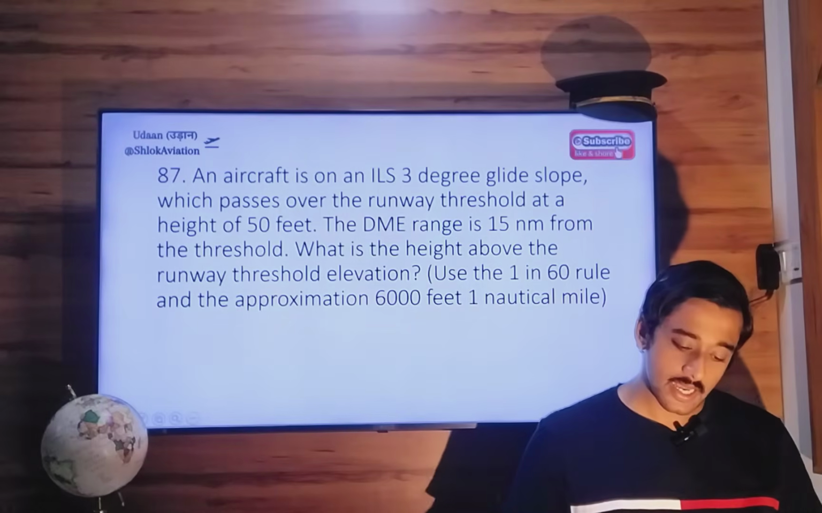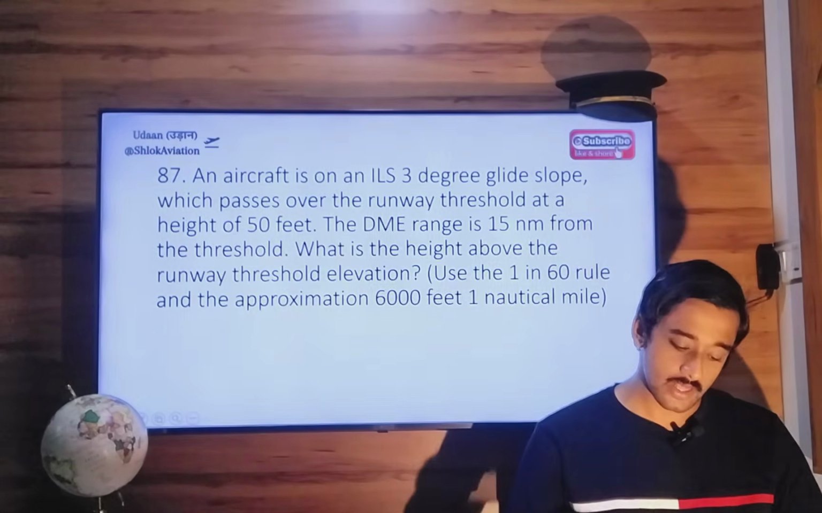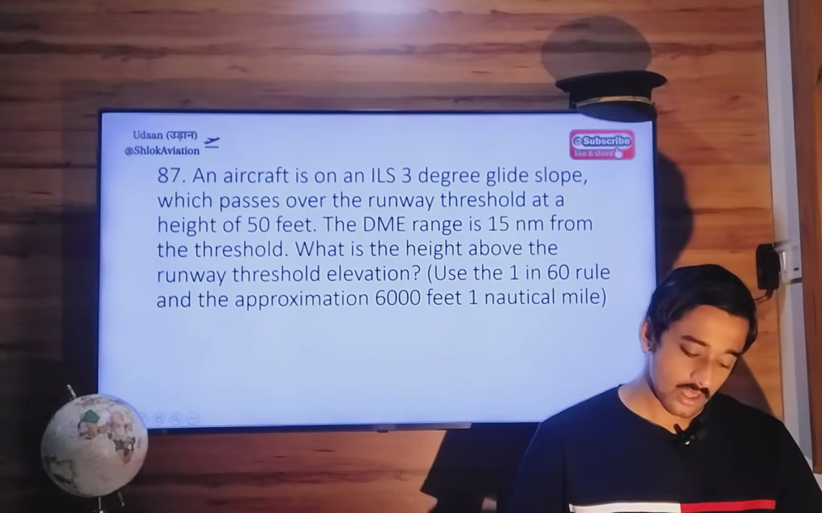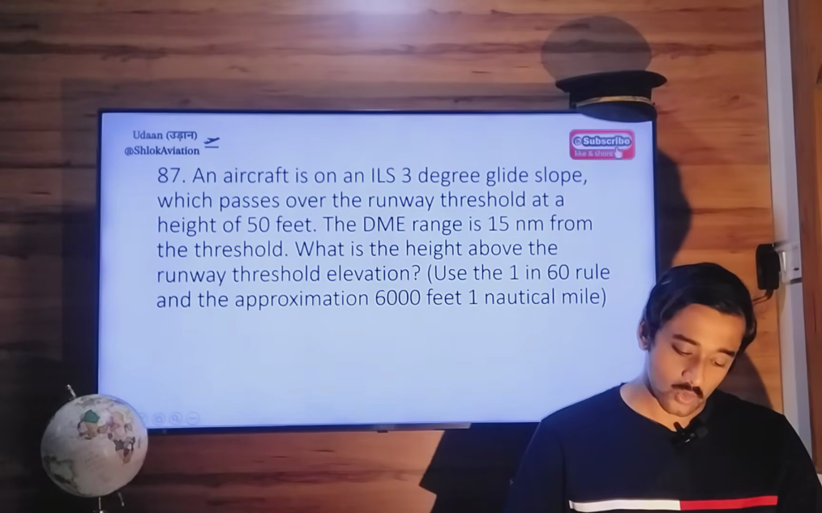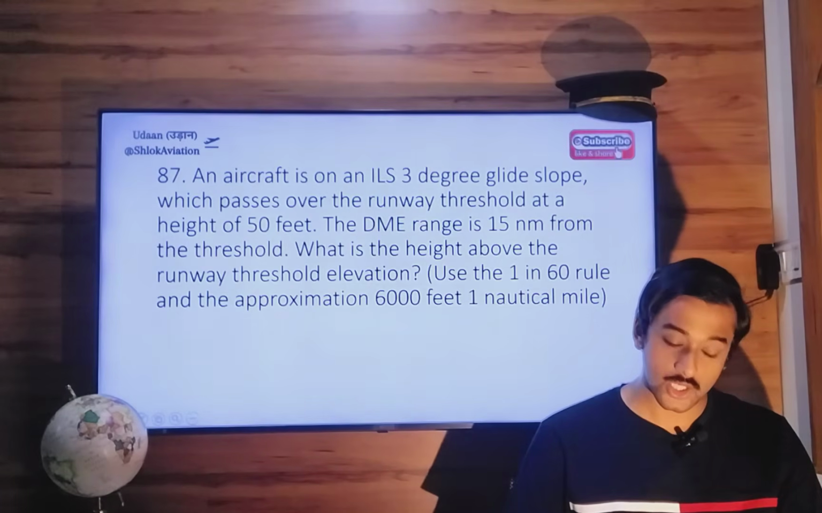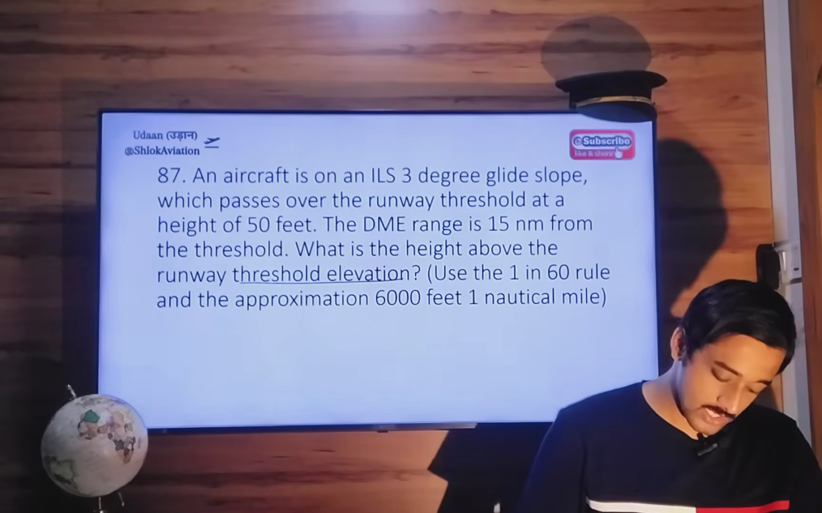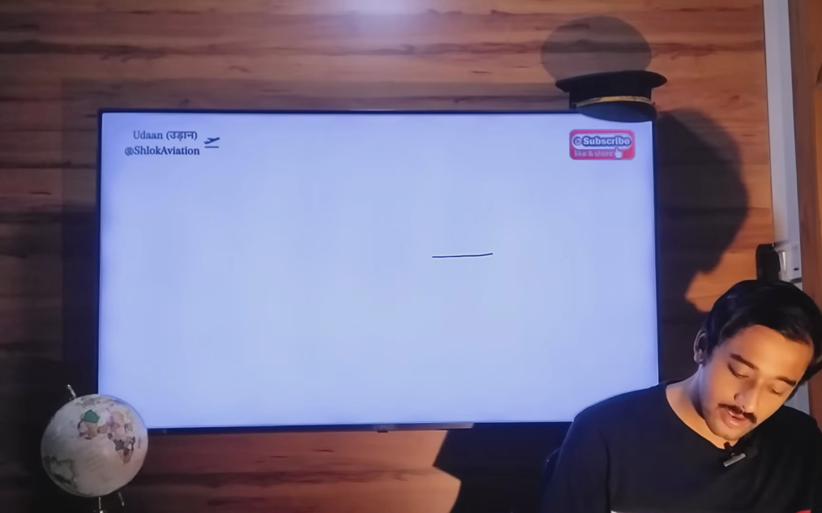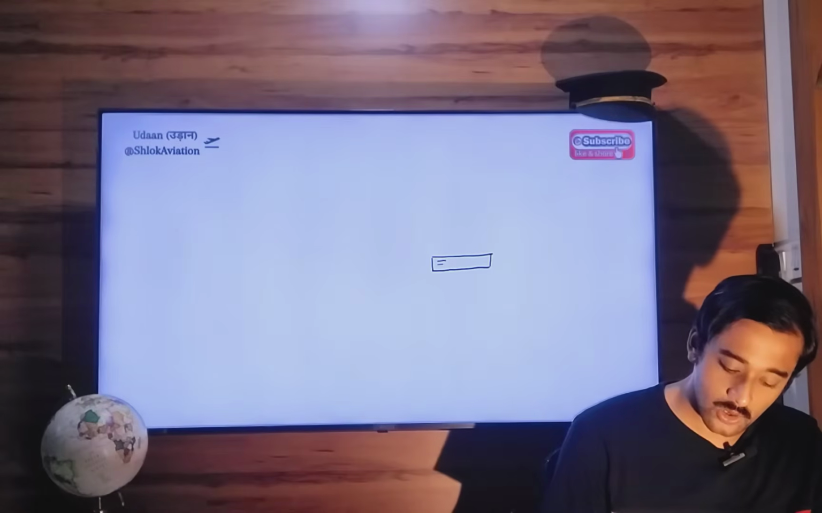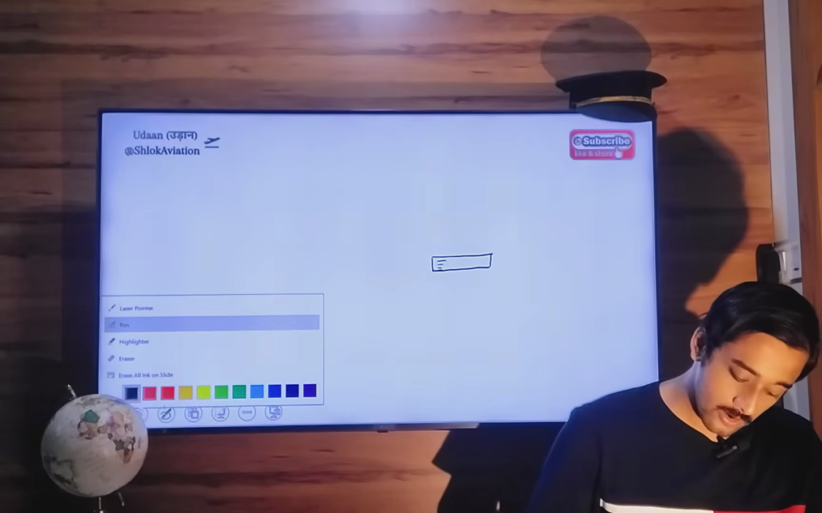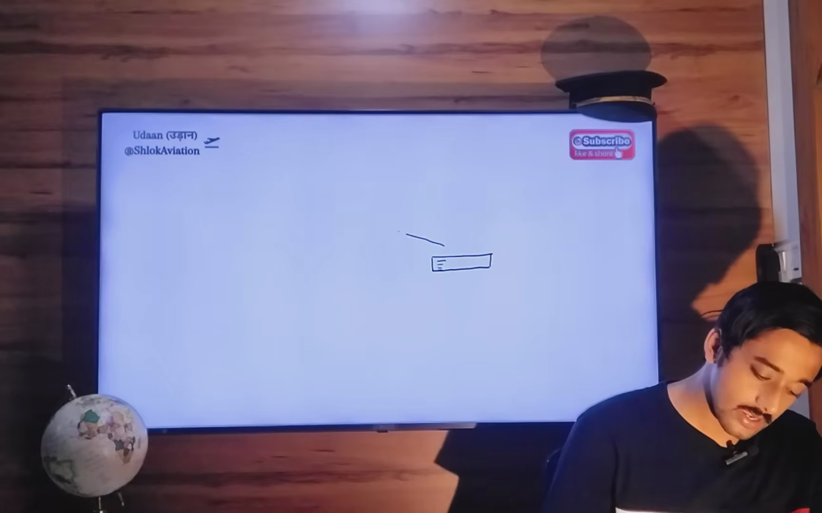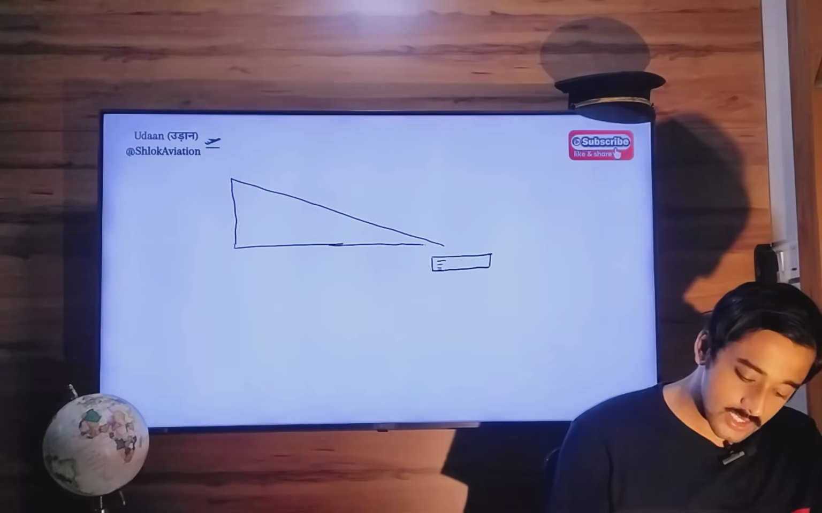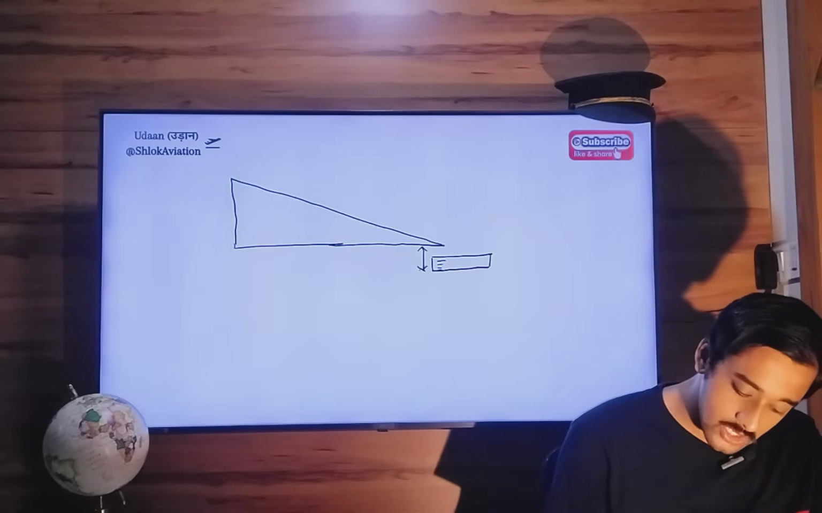An aircraft is on an ILS 3-degree glide slope which passes over the runway threshold at a height of 50 feet. The DME is 15 miles. What is the height above the runway threshold elevation? Now, this is a tricky sum. Let's say this is your runway and this is the threshold of your runway. Now, the glide slope that you are following is 50 feet above the threshold.